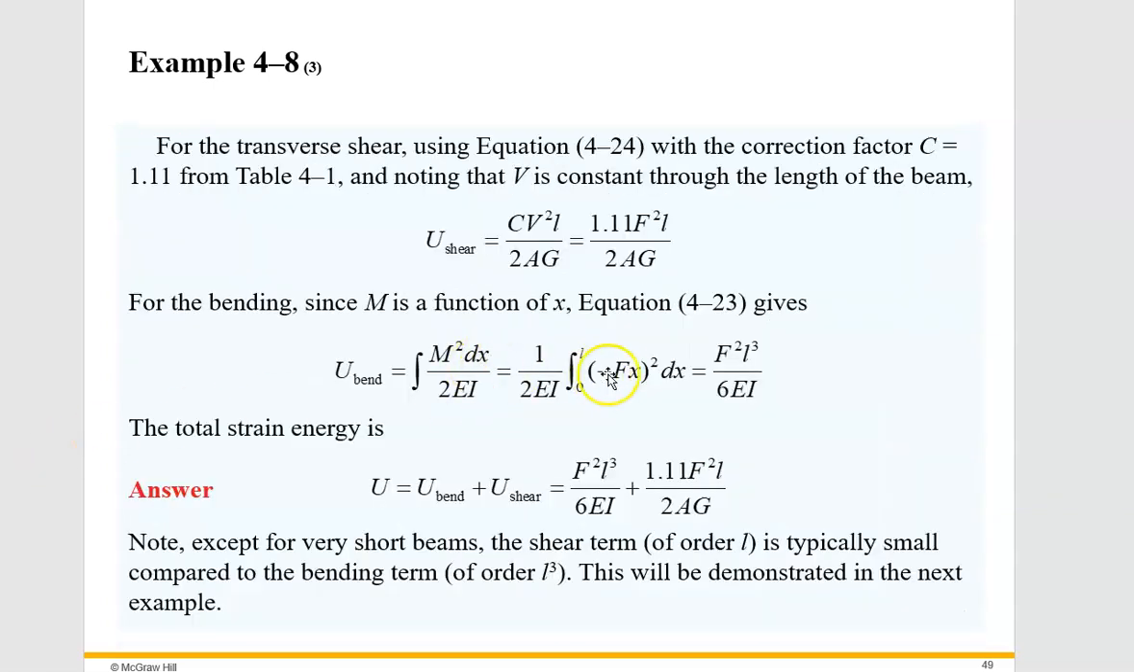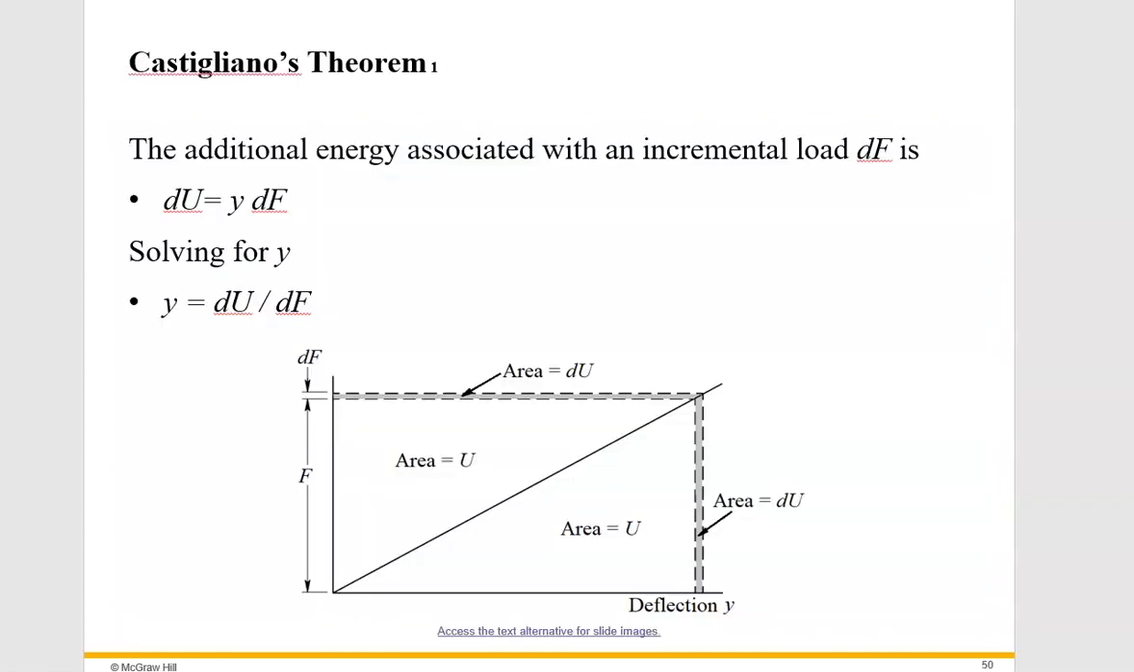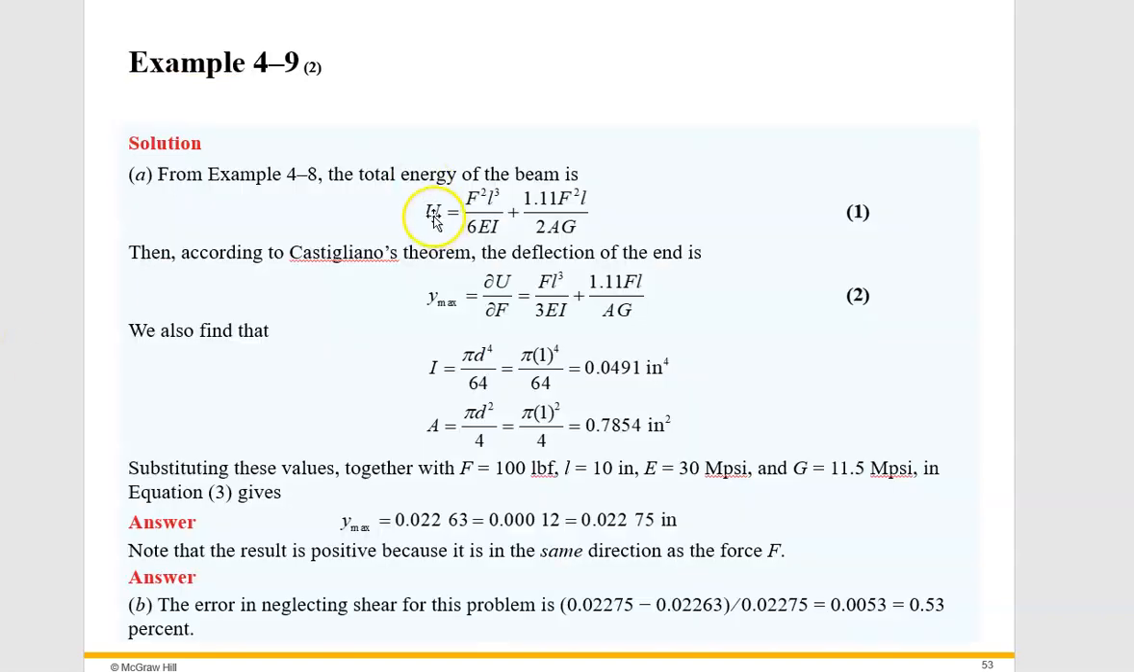So our moment is F times X, or negative F times X, and so we can integrate and get an expression for the energy. And then using Castigliano's theorem, I can differentiate the energy once with respect to the force and get the maximum deflection, because this expression for energy is the total energy of the beam. So this is going to be the maximum deflection at the end. And so the other thing that they point out in this is that often the shear is nearly negligible, but we can deal with that on a case-by-case basis.